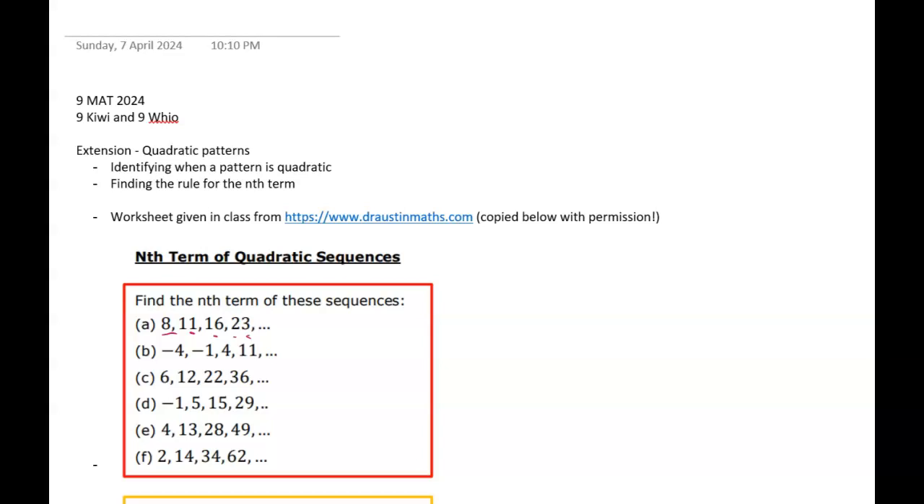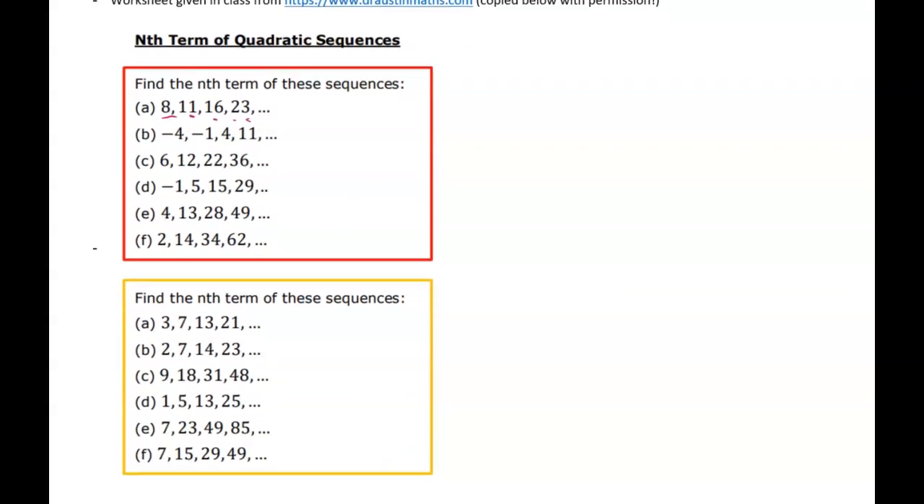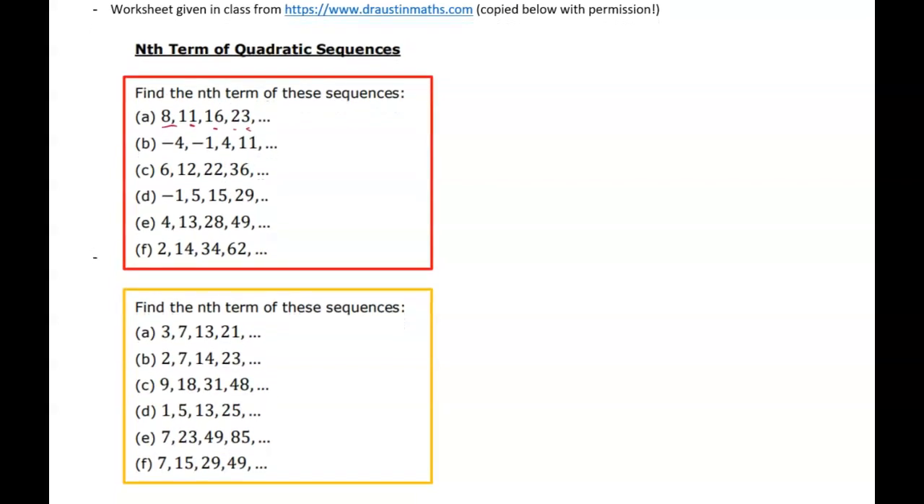And the examples I'm using are from the fabulous Dr. Austin Maths website, and they're the worksheet that I've given some of you in class already. So this is just the first half of the worksheet. I'm probably not going to get through all of these, but by the end of this video, I want you to be confident with being able to use the method that I'm going to show you.